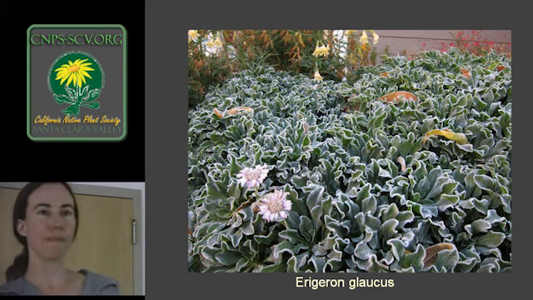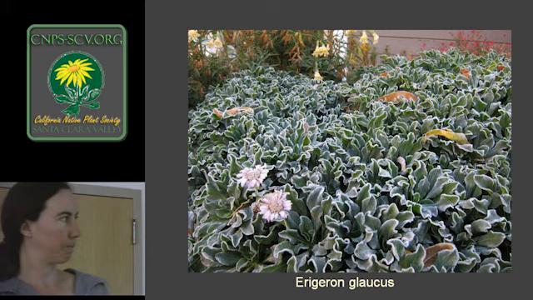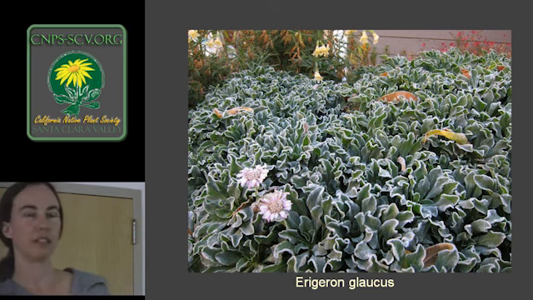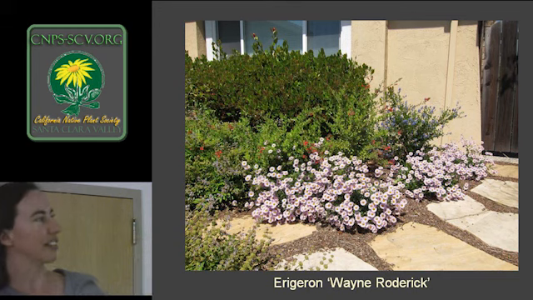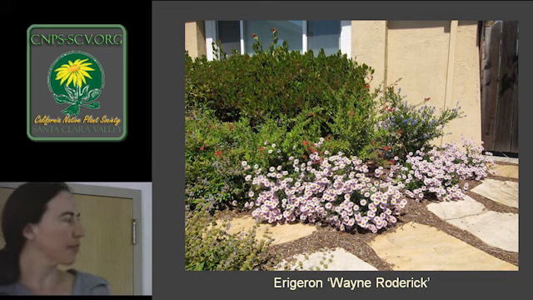Now the glaucus really does like slope and good drainage, right? Yeah, you can rot them out. I've seen them rot out. Especially the next cultivar, which is a really popular cultivar, this Wayne Roderick. And you can tell because it just blooms really profusely. You can't even see the leaves. So it gets a little lanky, but it just blooms a whole lot.